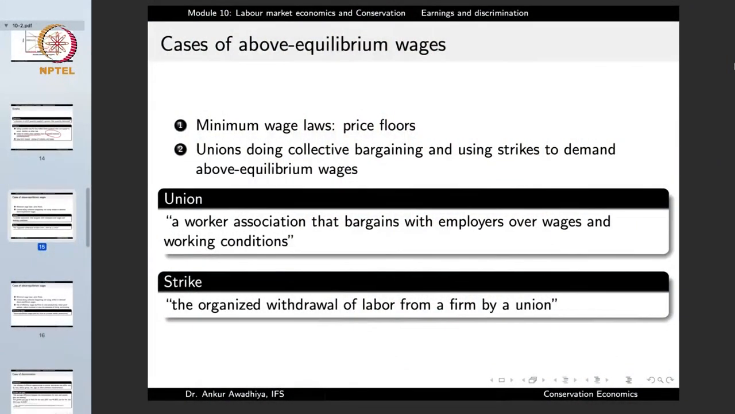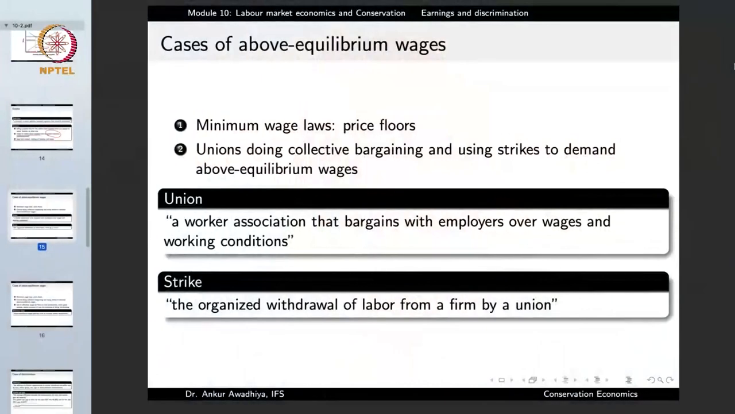A union is a worker association that bargains with the employers over wages and working conditions. And strikes are the organized withdrawal of labor from the firm by a union. So in this case, the union says that if the firm does not pay the workers at this rate, we will not permit anybody to work. Now, this is very similar to the case of the minimum wages that are put in place by the government. Even in this case, the wages that are demanded are above the natural equilibrium of the market.